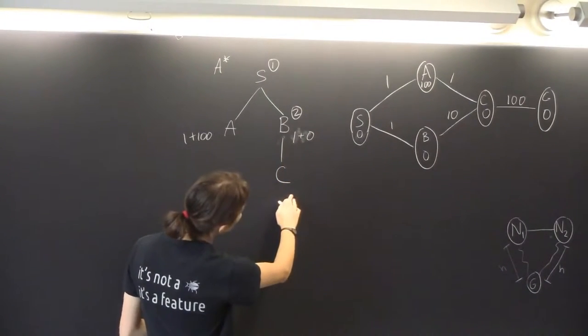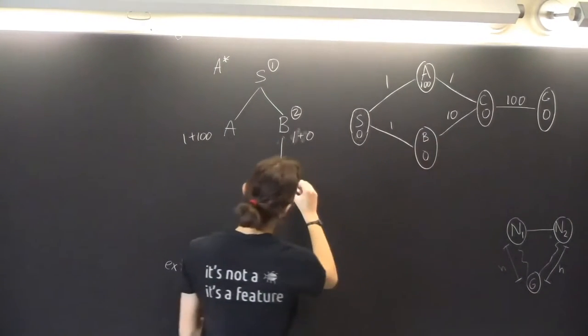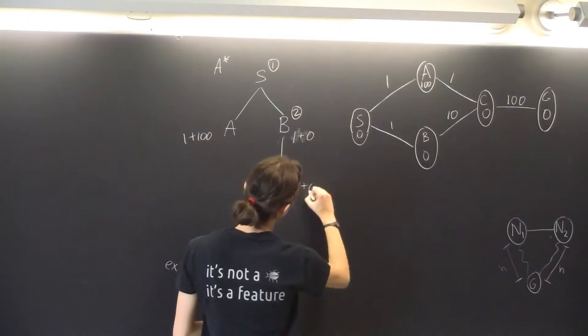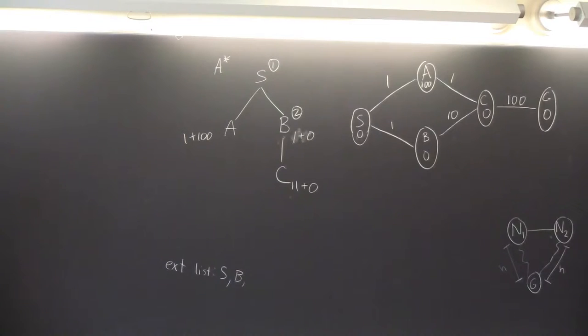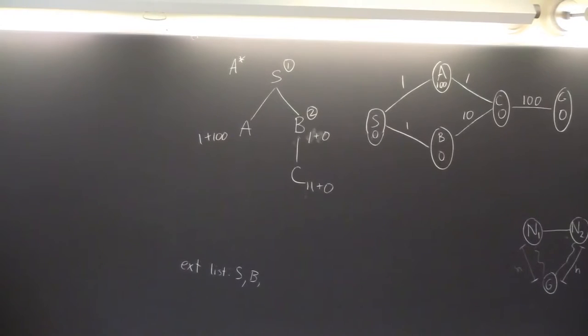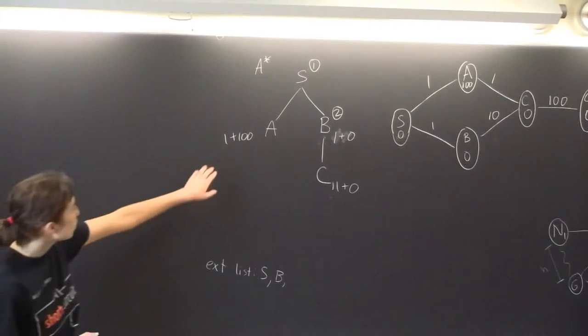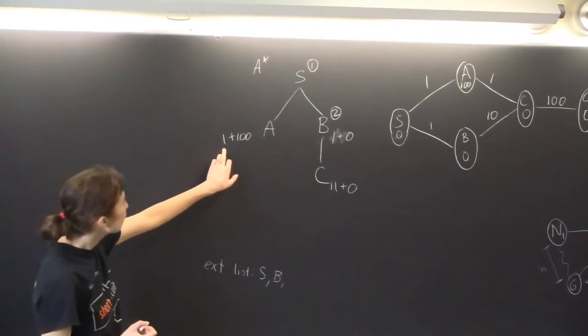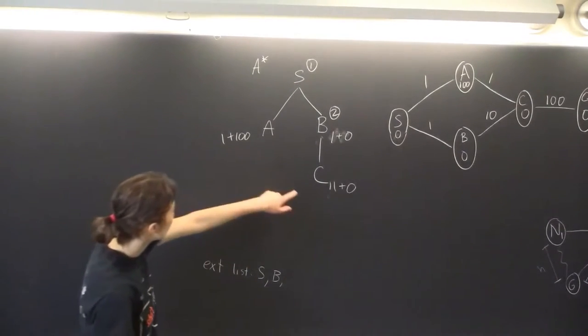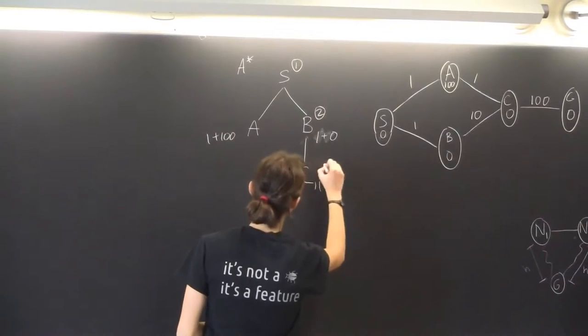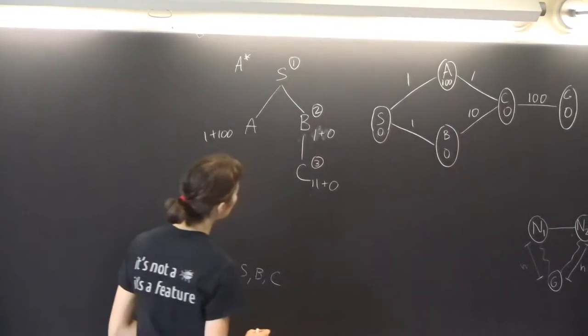Okay, so C, the path length is 1 plus 10, which is 11, and we have a heuristic of 0. So now what do we extend? A or C? C. Yeah, so if we were doing just path length, it would be A. Well, if we were doing just path length, we would have already extended A first. But we're adding up these numbers, so C is going to be next. So this is the third node we're extending.